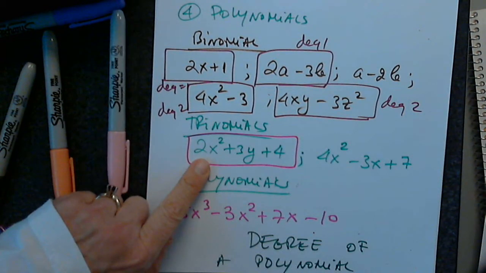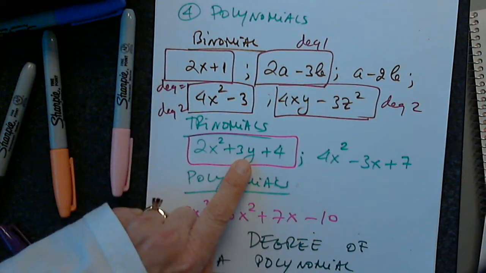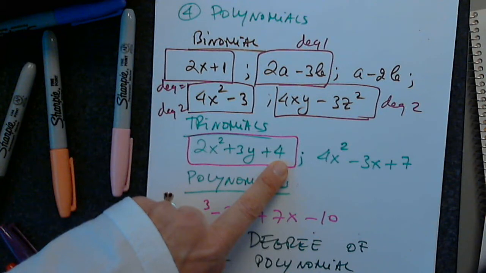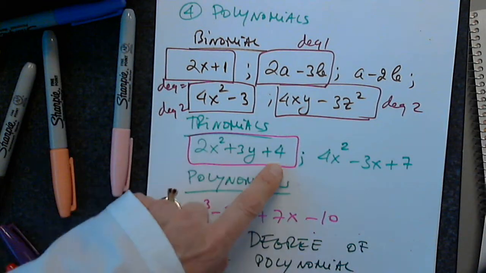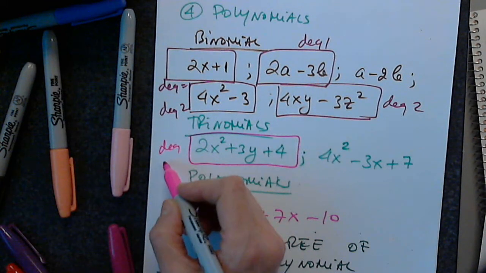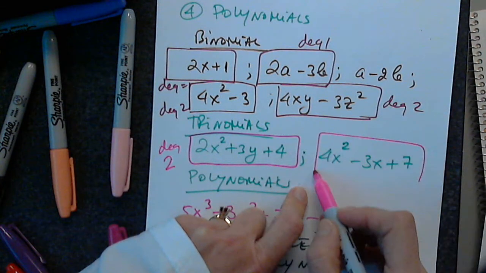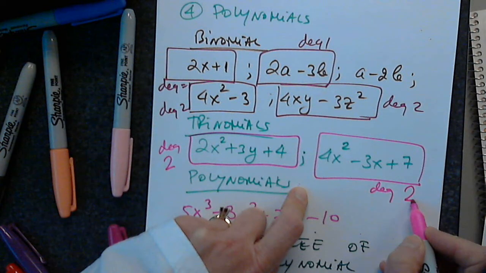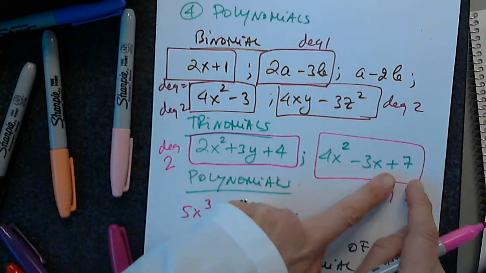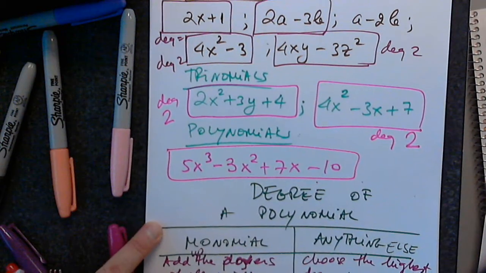Now I would like to establish the degree of this. What is the degree of the first term? What is the degree of the second term? 1. What is the degree of the third term? 0. So now I'm choosing the highest between 2, 1, and 0. So degree 2. Okay, what is the degree here? 2. Because the degree of this is 2, the degree of this is 1, and the degree of this is 0. Okay, final question for this one.